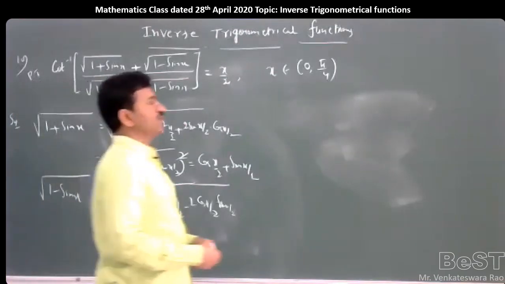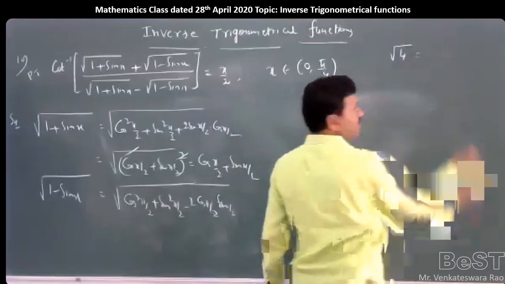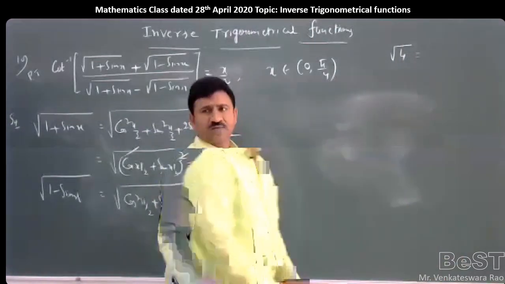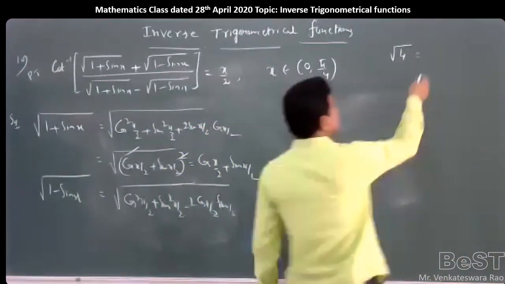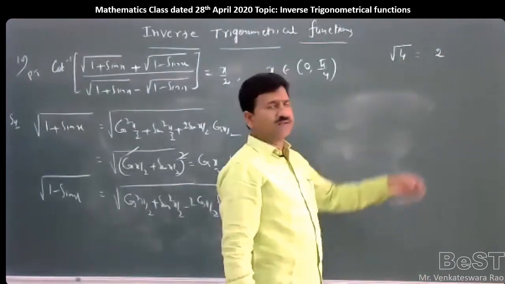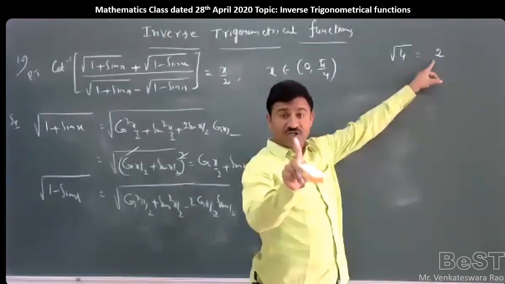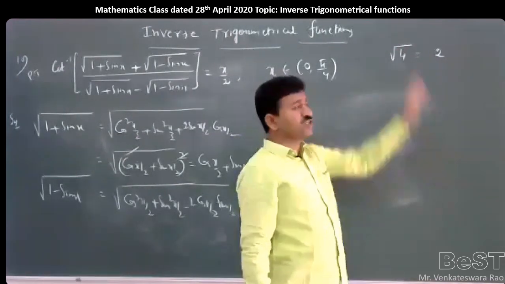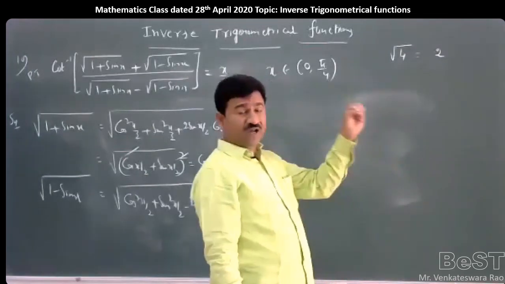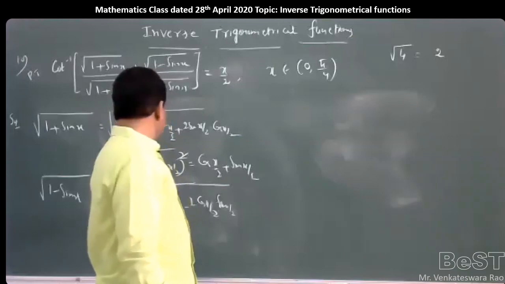The definition of square root: square root of 4 means only 2. The answer is 2, the positive value. Many of you will neglect that. Square root of 4 means the answer is not plus or minus 2. It is strictly 2. The square root definition gives the positive value of the square root of the given value. So here we have to write the positive value.